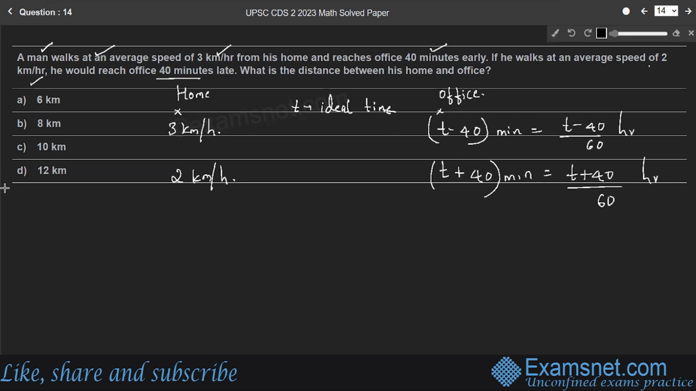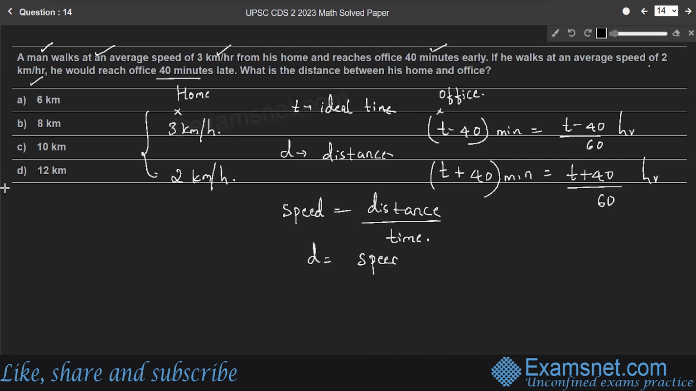What is the distance between his home and office? So let D be the distance between home and office. This question is based on the concept of speed, which is distance by time. So we'll consider speed is equal to distance by time. In two different situations, since distance is same, we'll consider distance D is equal to speed into time.